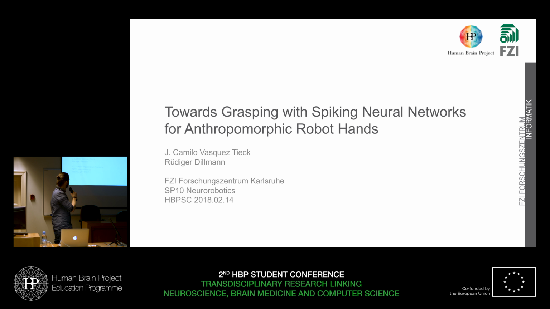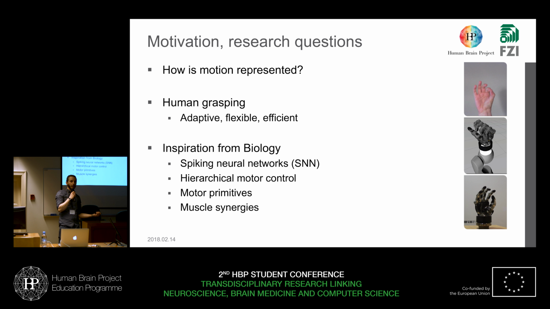It's called Towards Grasping with Spiky Neural Networks for Anthropomorphic Robot Hands. So what it's about is basically the idea of how motion is represented for grasping.